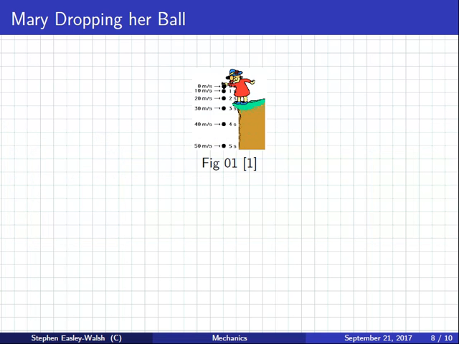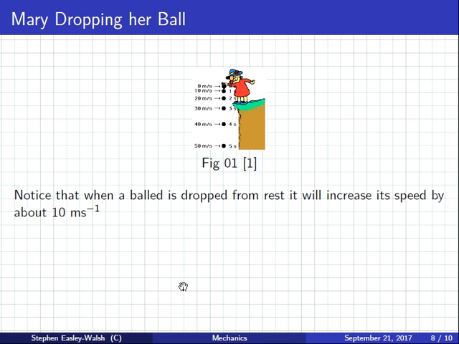So, interestingly, this last example shows us something when things are dropped. So here's somebody dropping a ball, and at the beginning it's going 0. Then after 1 second it's traveling at 10 meters per second. Then after 2 seconds it's traveling at 20, and then 30, and then 40. So each second it's getting 10 meters per second faster. So the acceleration is 10 meters per second squared. When a ball is dropped, its speed will increase roughly by 10 meters per second each second.